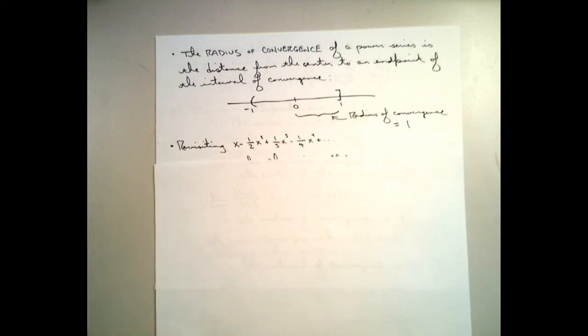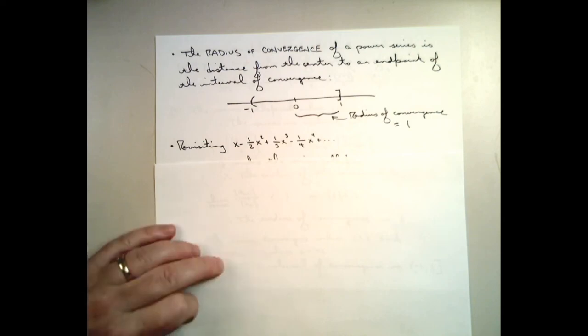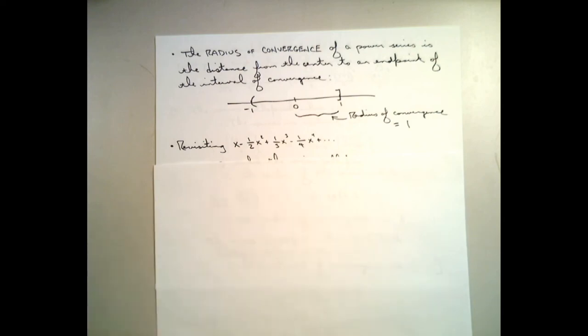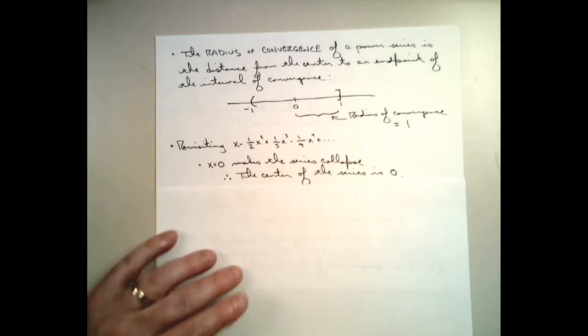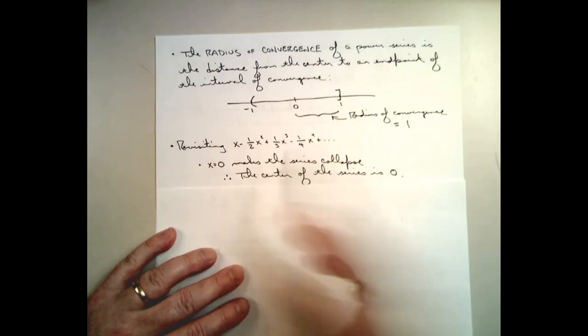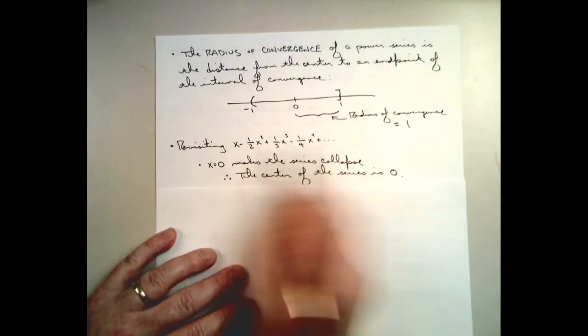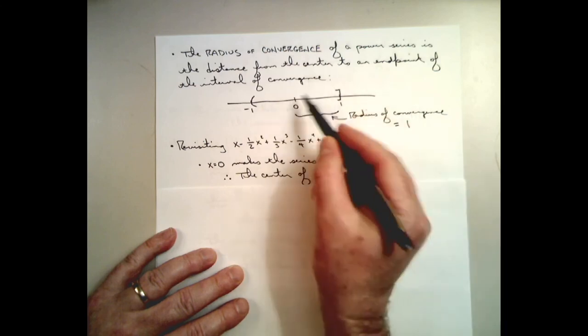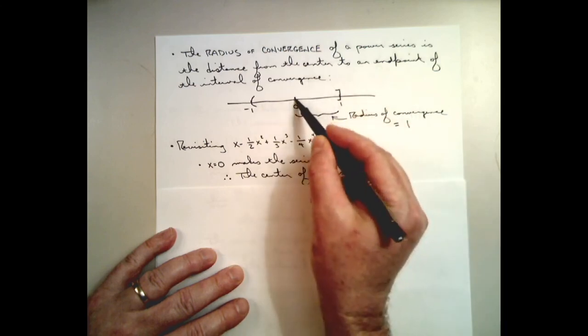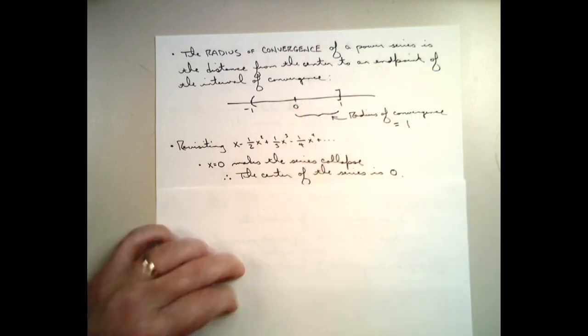Let's revisit. Okay, so we were analyzing this series. We noticed that 0 makes the series collapse, and therefore that's going to be the center of the series, right? So as soon as we observe what number makes the series collapse, we know that our interval of convergence is going to be centered at that number.